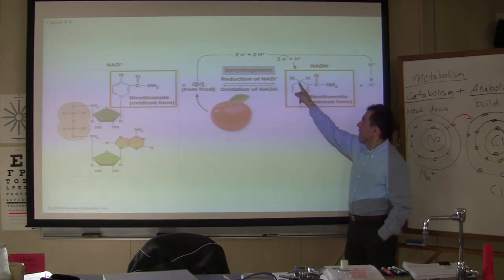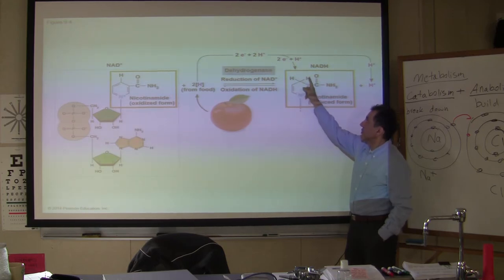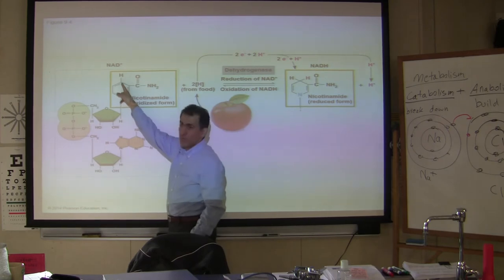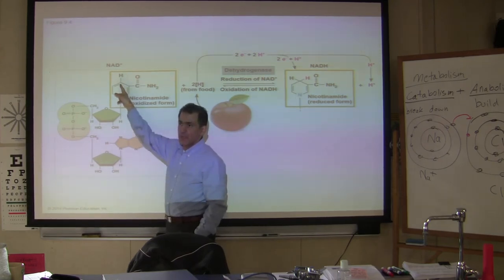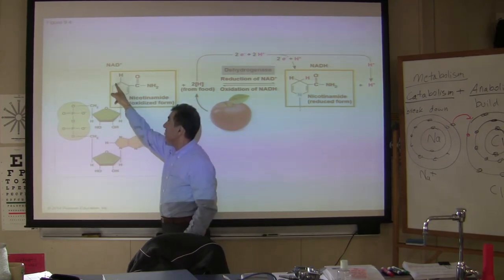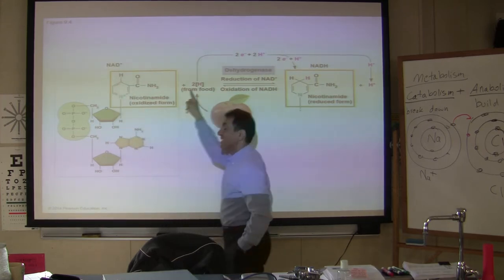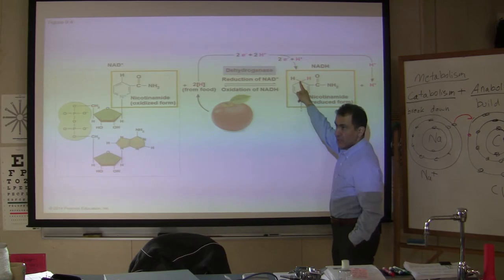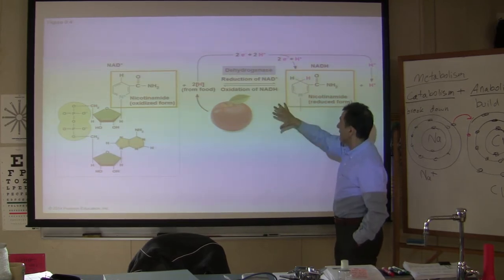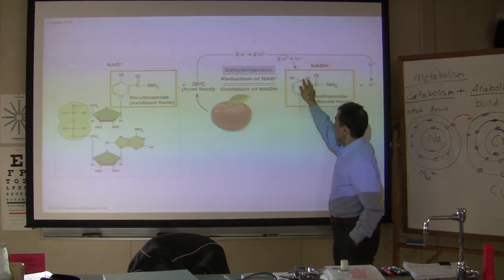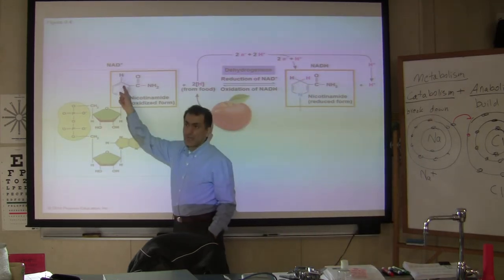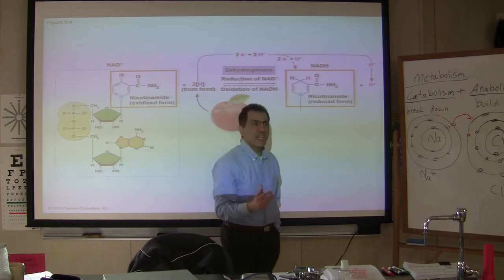This one, look at the carbon here, has 2 hydrogens attached to it. The carbon here has 1 hydrogen attached to it. But still, it has 4 covalent bonds around it. This carbon right here has 4 covalent bonds around it, with 2 hydrogens, and this one has only 1 hydrogen, and still has 4 covalent bonds. That's the difference between NAD and NADH.